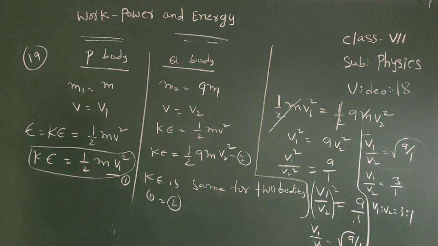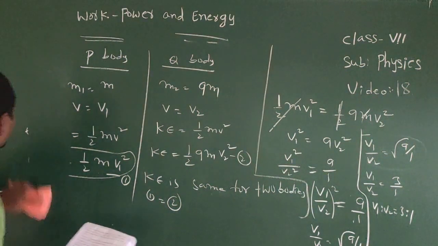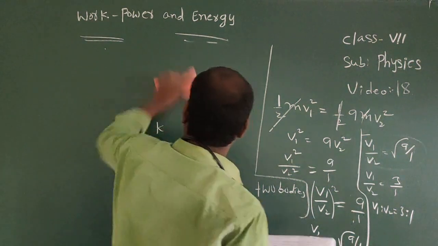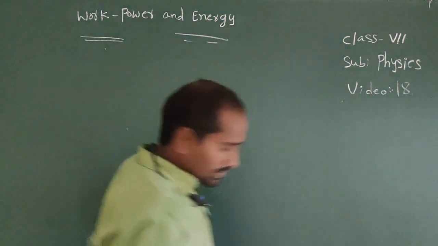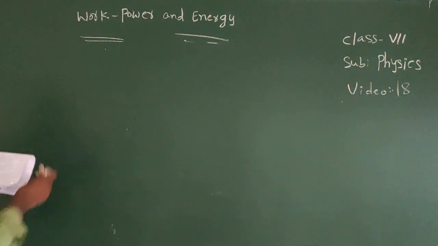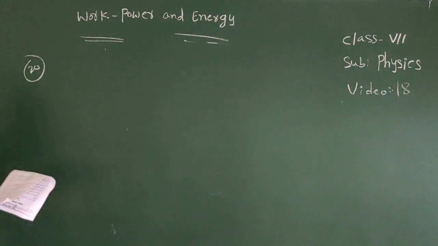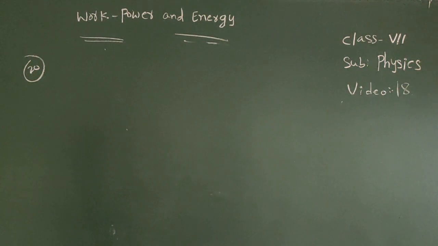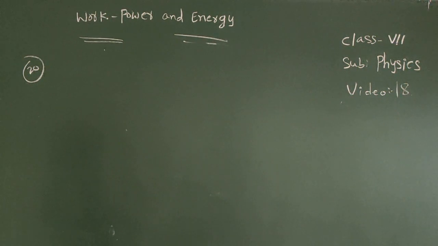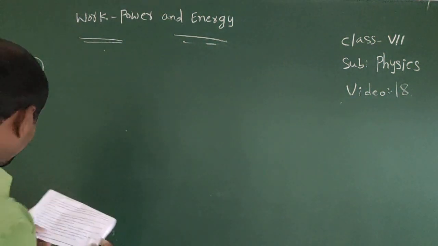Now the last one, question number 20. An energy of 4 kilojoules causes a displacement of 64 meters in 2.5 seconds. Then calculate force and power.